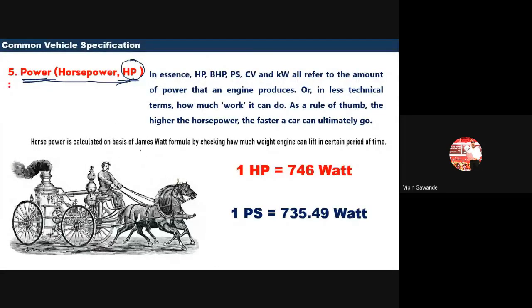See, James Watt developed this unit of power. He also developed the engine, and he wanted to measure the power of his engine, but he did not have any instrument to measure it. So what did he do? He correlated it with the power generated or used by a horse. He correlated the power of the engine with the power of the horse. That's why he called that power horsepower.